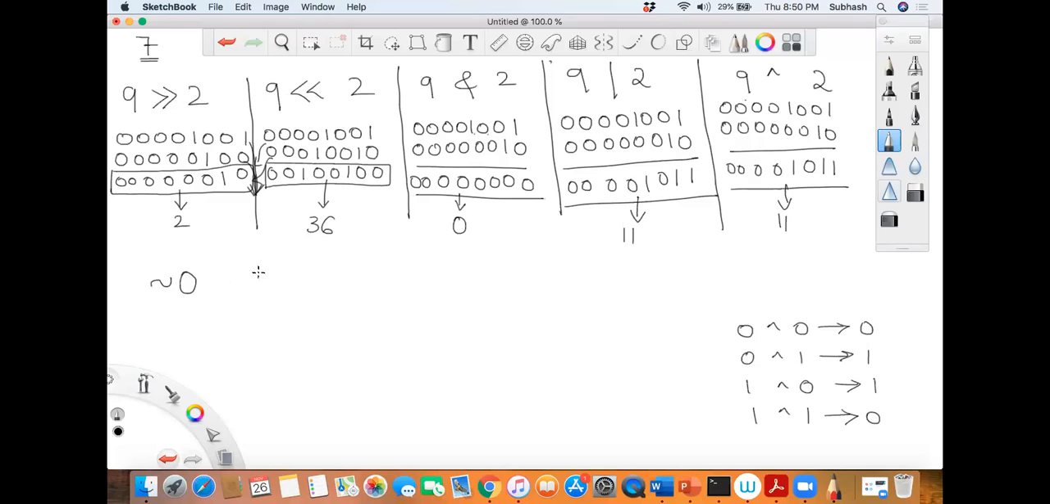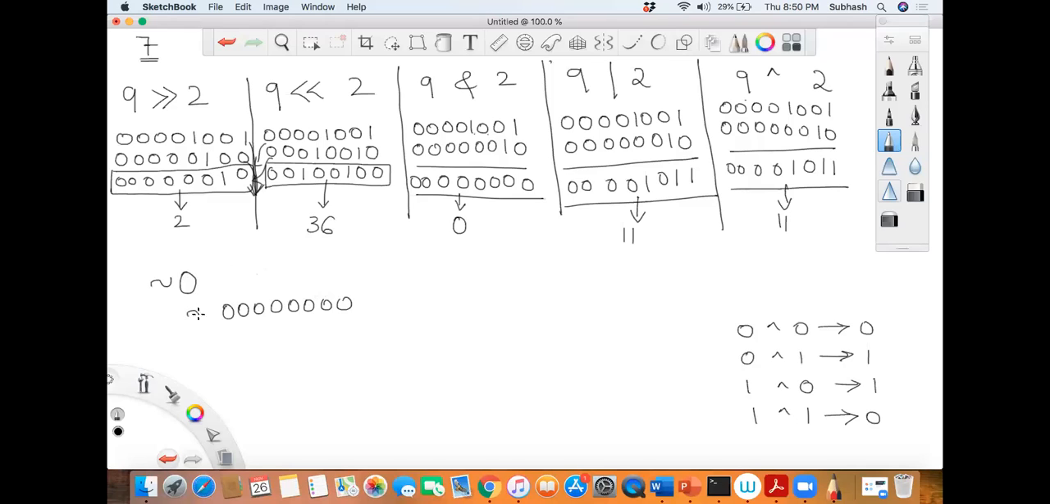Okay, right? So tilde of 0. How do you represent it? You have to represent it in binary first. So how will you represent 0 in binary, guys? Tell me. 0 0 0 0 0 0 0 0. This is 0 in binary.